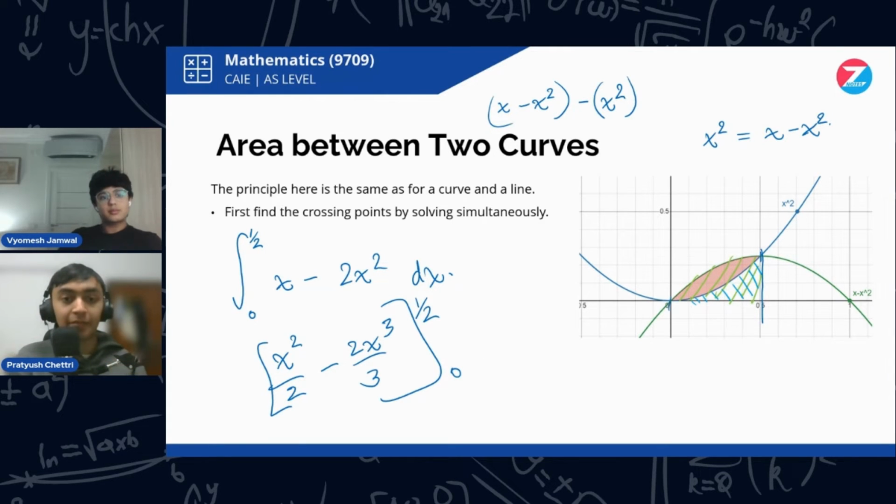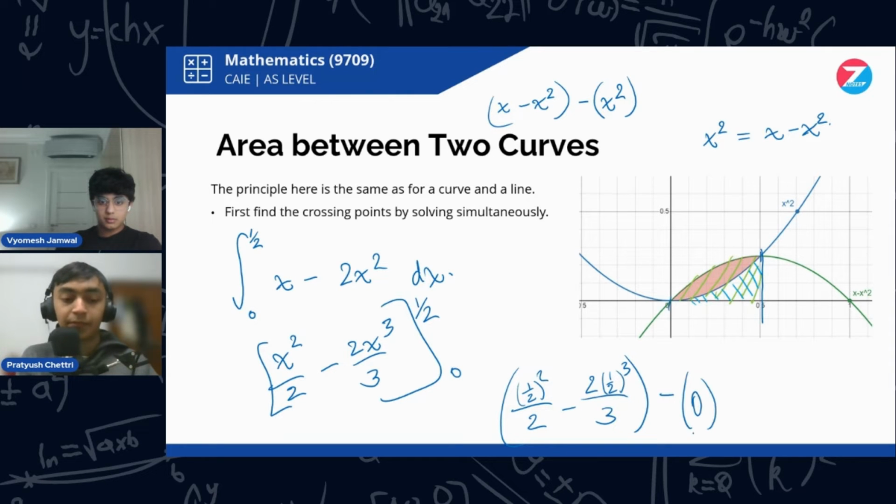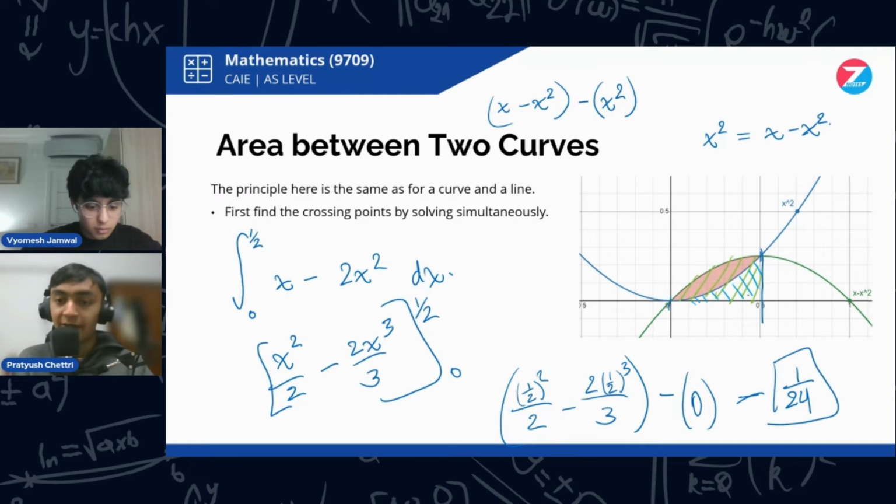And then again, you can do half squared by 2 minus 2 times half cubed by 3, minus 0 because 0. And when I do that, I'll get a small area in the decimals, hopefully. I got 1 divided by 24. 1 by 24. Yep. Is that correct? 1 by 24. Yeah, that's correct. That is our area in red shaded there. Okay.